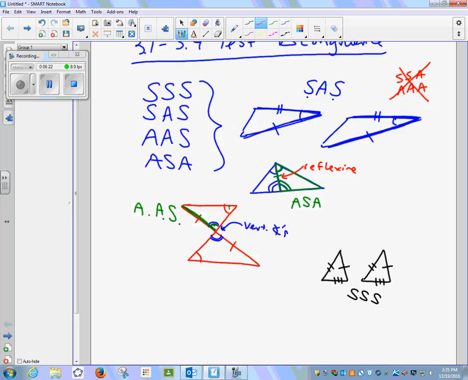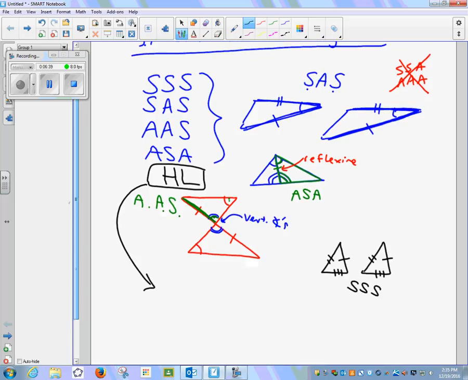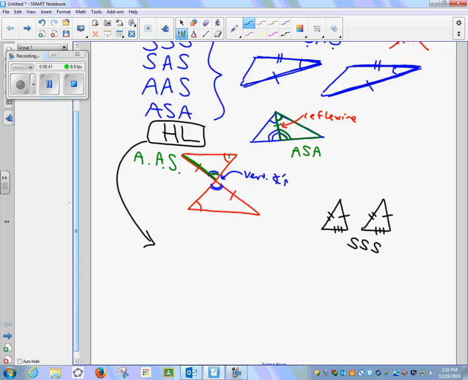What's that one called? Like HL, right? So HL is our last postulate. It's a little bit in its own category. And what kind of triangles do we use HL with? Right triangles, right. Right triangles only.